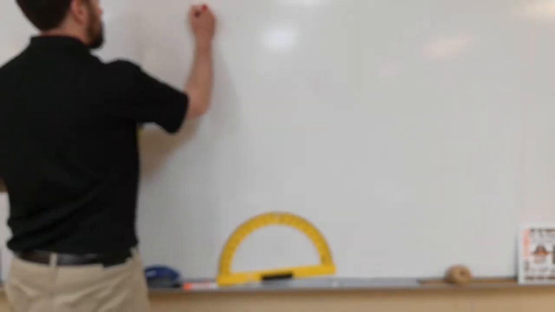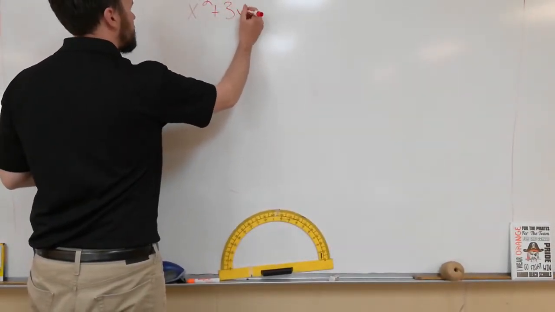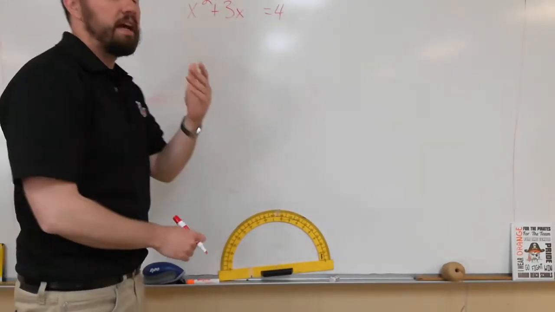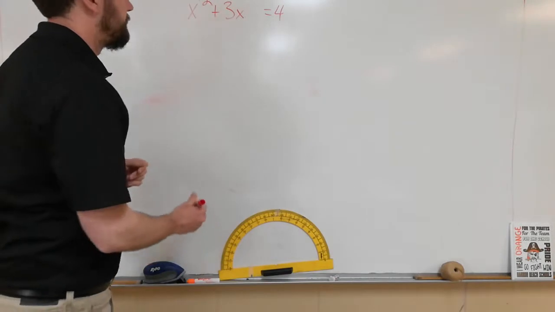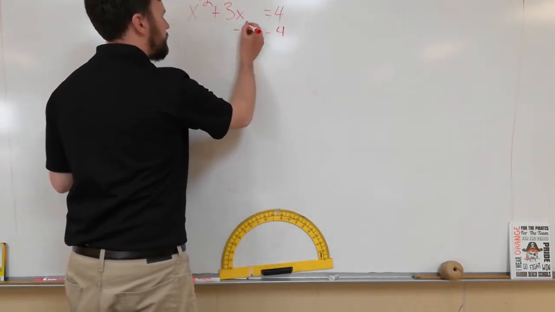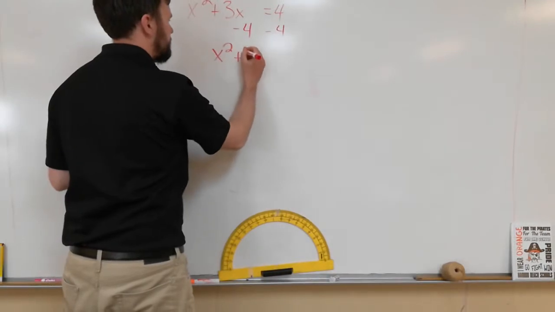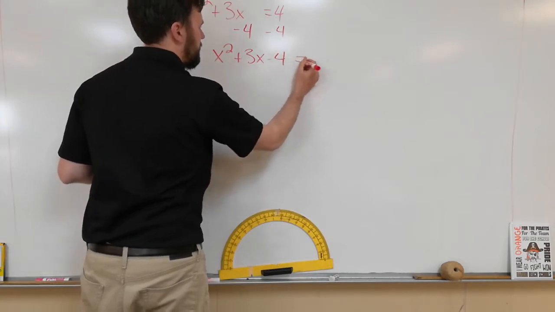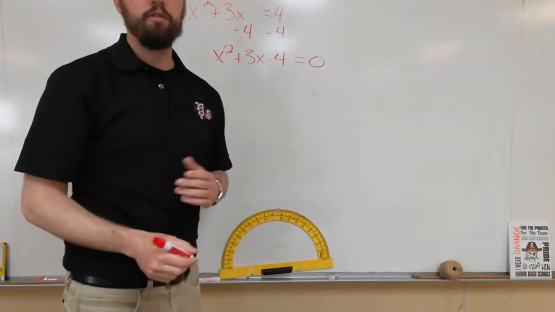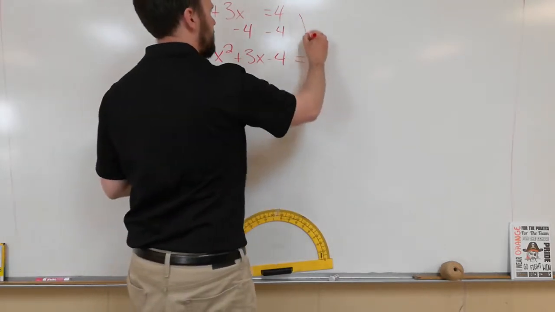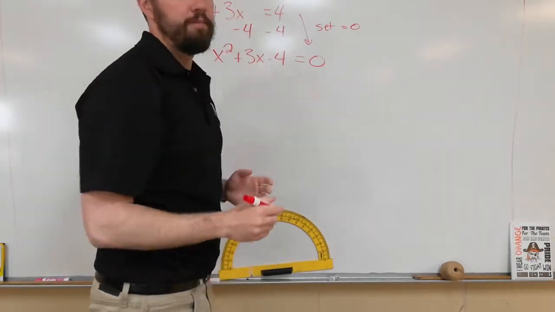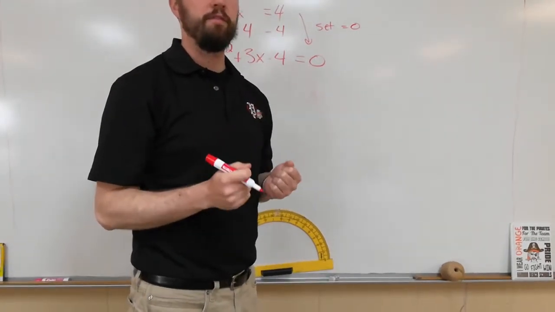So let's take a look. Let's say we're doing x squared plus 3x equals 4. The first thing I'm going to do is look at it. Next thing I'm going to do is get it equal to 0. So I'm going to subtract 4 from both sides. Ta-da! Now, for my next step, I'm going to look at my factors.